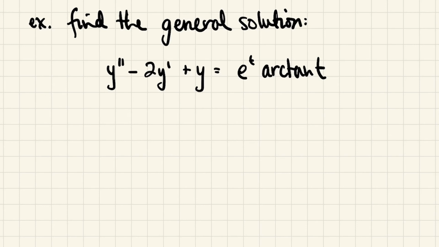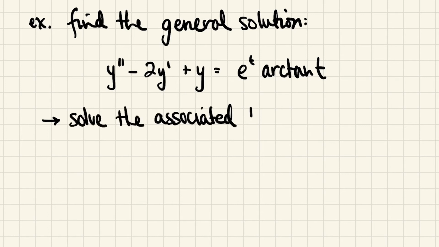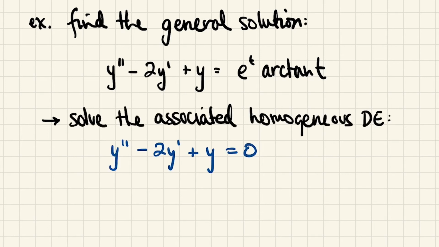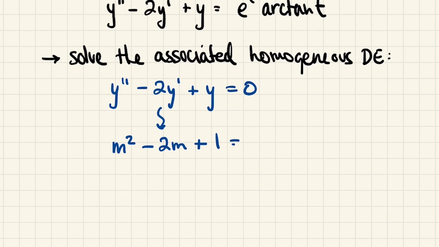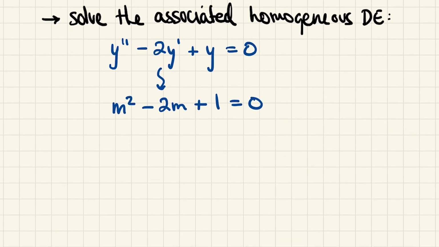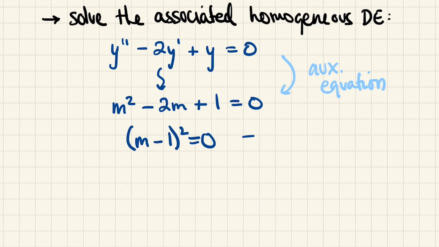All right, so for this one, again, we have to find the general solution of this non-homogeneous second order linear differential equation. So step 1, solve the associated homogeneous equation. All right, so this time we'll do the steps. Get that auxiliary equation, which factors quite nicely. And that tells us that we have m equals 1 with multiplicity 2. So m equals 1 and m equals 1.